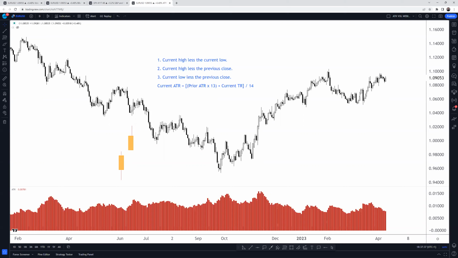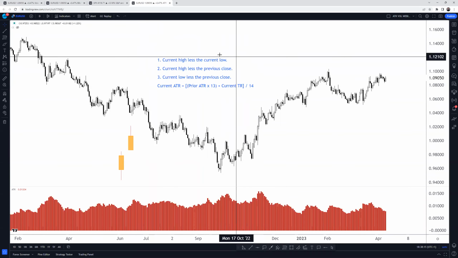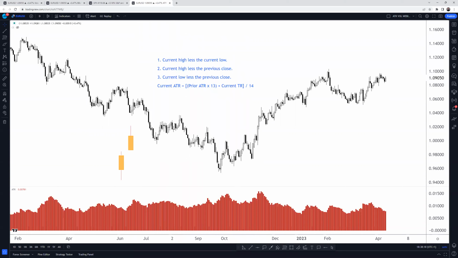Right, how do we go about calculating the ATR? I feel an understanding of the formula can really help. So the first port of call is to calculate what's known as the true range. This is achieved by taking the greater of three points. As you can see, it's the current high less the current low, the current high less the previous close, and the current low less the previous close. So you're taking the greater of these three points as your true range.